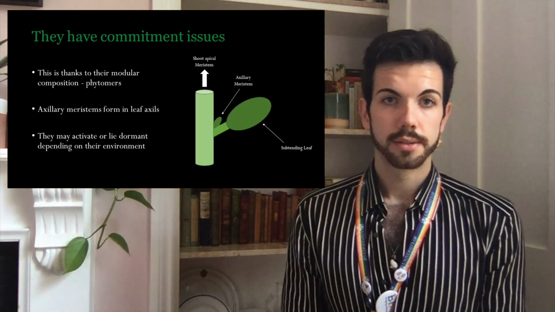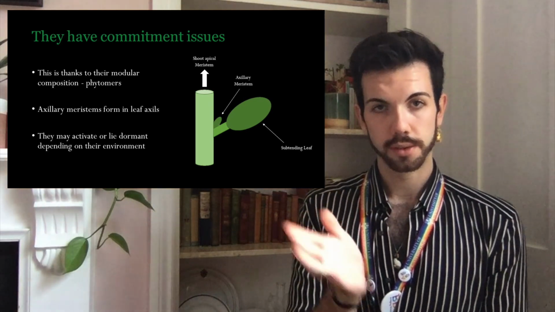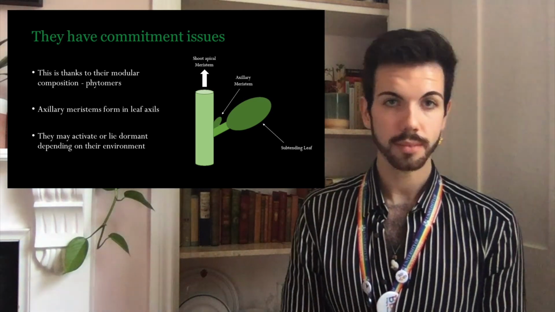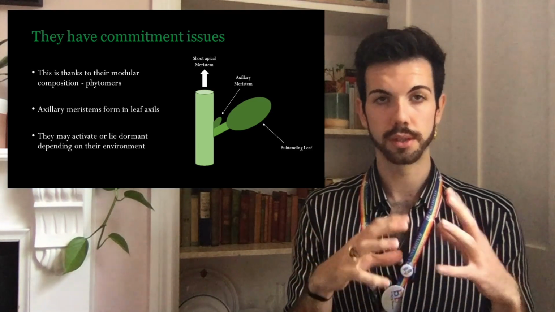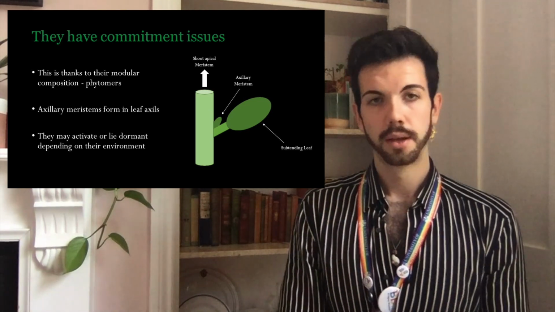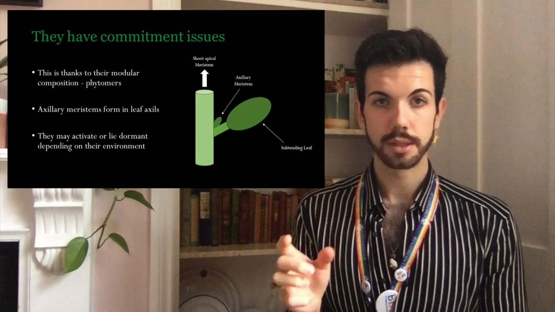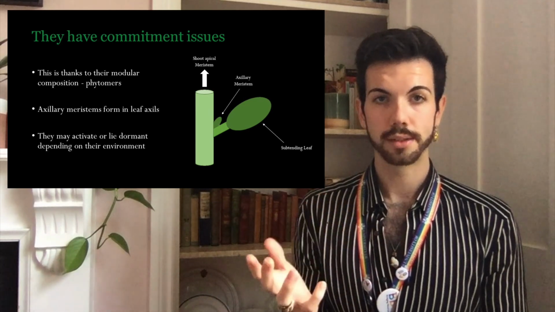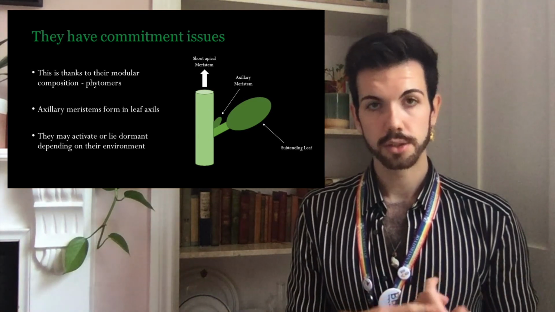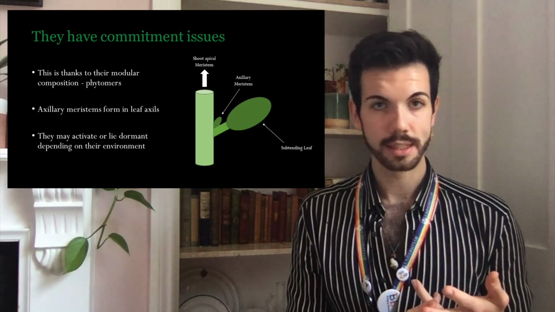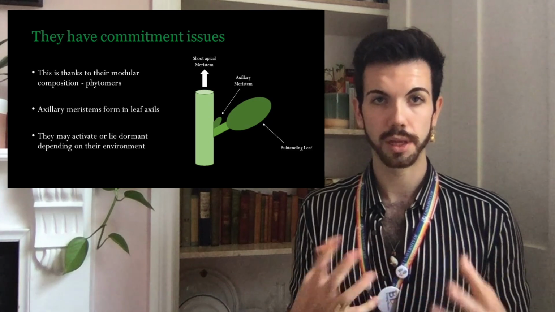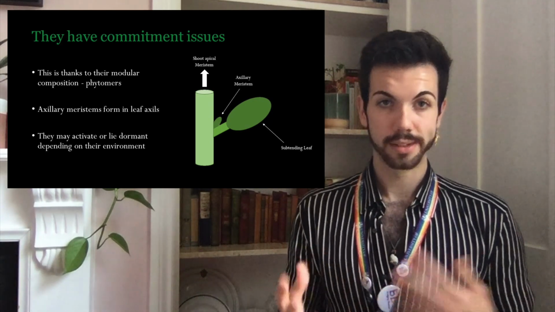A phytoma is essentially a small piece of stem with a subtending leaf and a little axillary meristem nestled in between. A meristem is essentially just a point of rapidly dividing cells, so it's a growth point for the plant. And these axillary meristems can either be dormant or active, depending on the environment, depending on light conditions, nutritional status, predation, wind, water status, all those different things that a plant needs to account for, and adapt its shape accordingly.